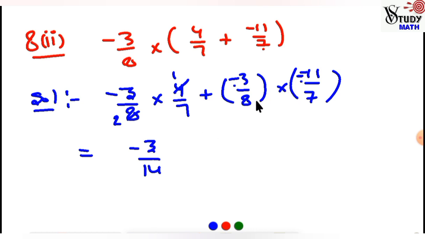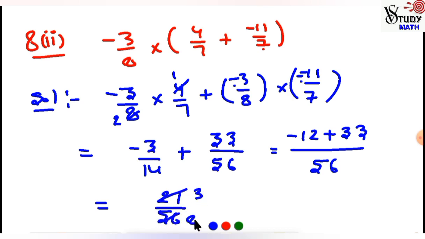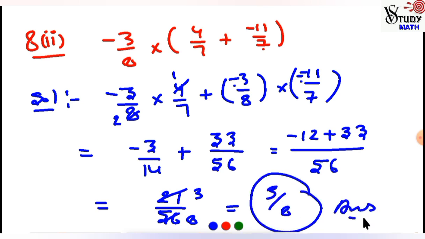Is there any common factor? No. So positive 33 upon 56. Now take the LCM. The LCM will be 56, so negative 12 and positive 33. Now subtract it, so we have 21 upon 56, and dividing by 7, the final answer will be 3 by 8. 3 by 8 will be the final answer of problem number 2, question 8.